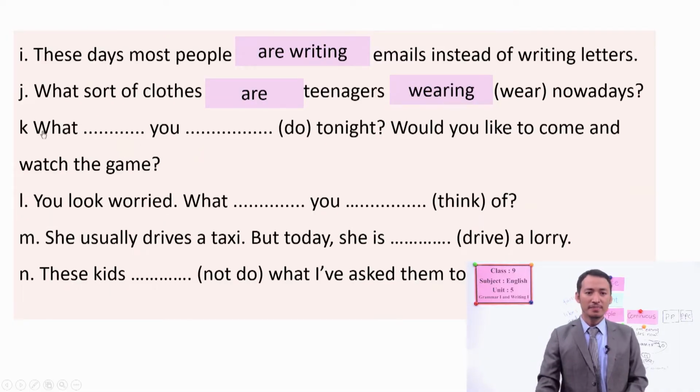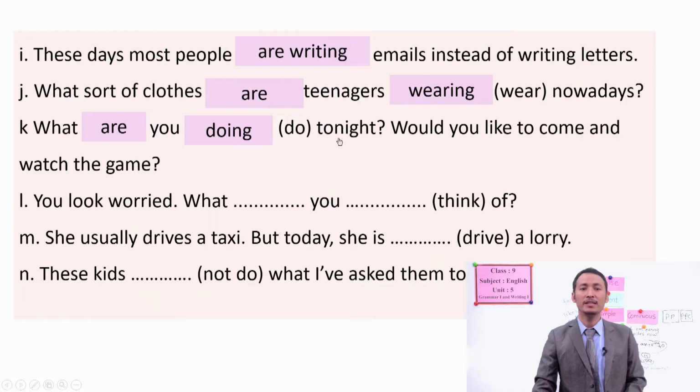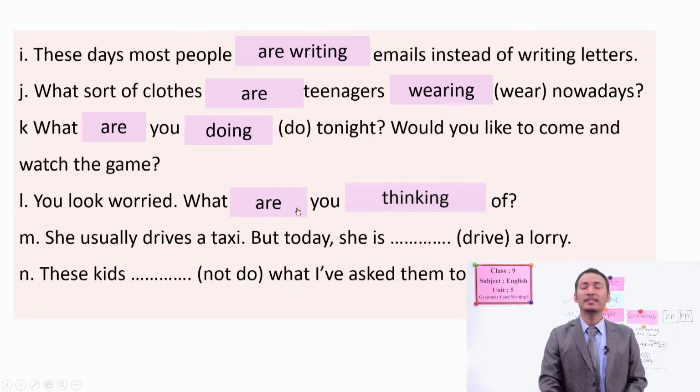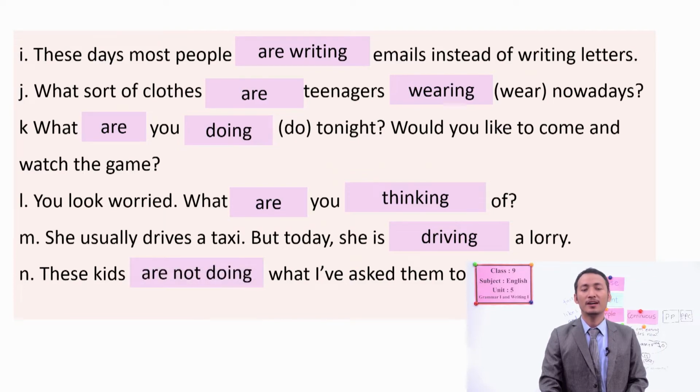And here again, what? Again, you need an auxiliary verb here, and doing here, what are you doing tonight? And you look worried. Again here, what are you thinking of? Here again, we have the same question format in present continuous tense. And she usually drives a taxi, but today she is driving a lorry. These kids are not doing what I have asked them to do.